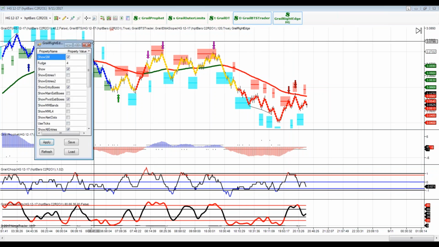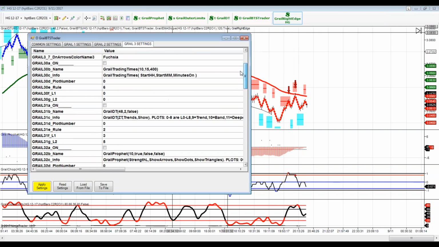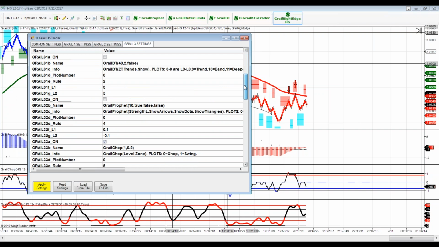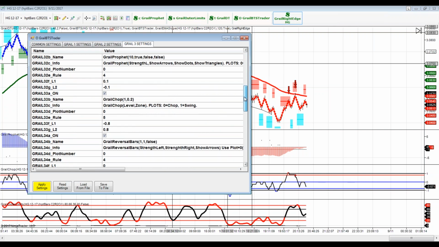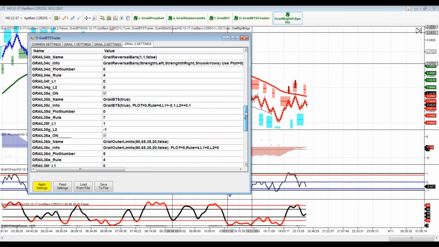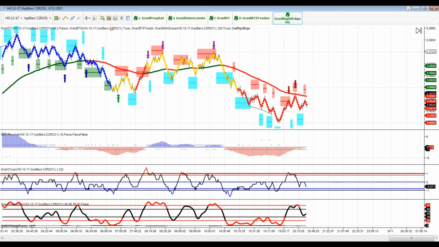Notice, again, I'll show the settings if anybody's interested in that. So again, on the Grail 3, I turned it on. Of course, my arrows are the lime and fuchsia color. And what are the boxes that I'm checking? The chop, the reversal bars, the conservative 1-1, the BTS with 1 minus 1. That's yellow following red, yellow following blue, and the outer limits. Okay. Again, that trade setup's not for everybody. If you're interested in doing that or following it, those are your settings.